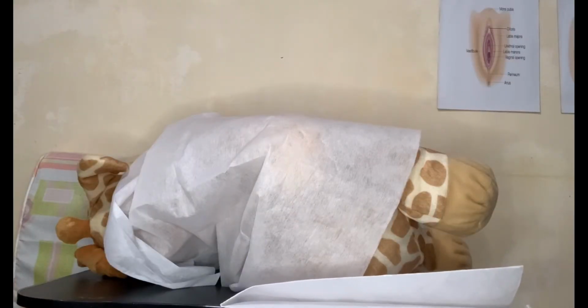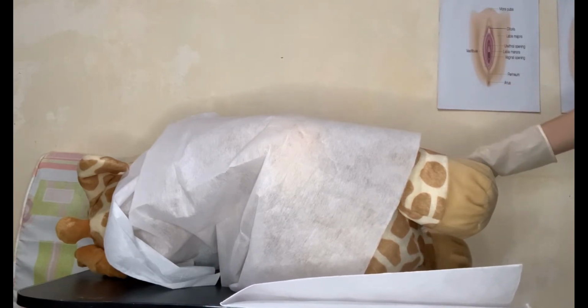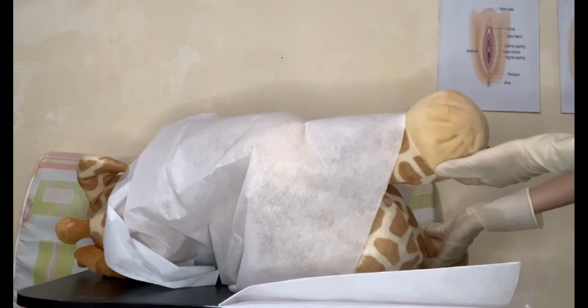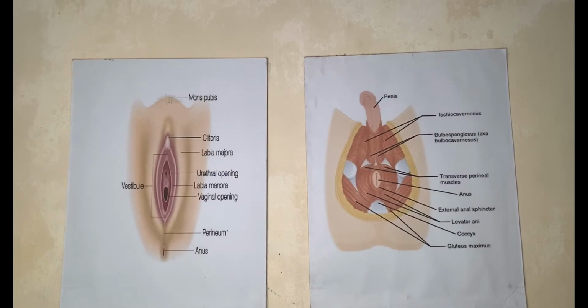If desired, we can place the fenestrated drape over the perineum, exposing the urinary meatus. So now we will cleanse the meatus. The non-dominant hand is considered contaminated once it touches the client's skin.